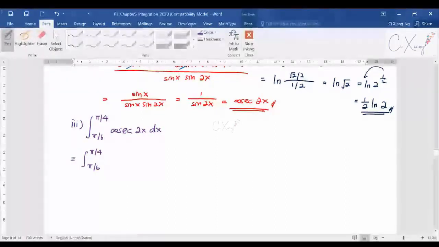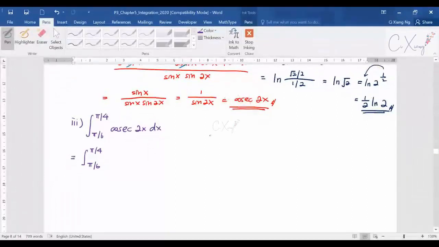So what is the cosecant 2x? Cosecant 2x, you can rewrite it to the left-hand side expression, which is cotangent x minus cotangent 2x. Alright, so this is the result from part 1. Okay, so this is the left-hand side. You are changing the right-hand side into the left-hand side expression. Alright, so this is from part 1.